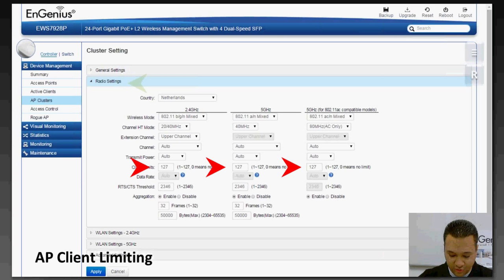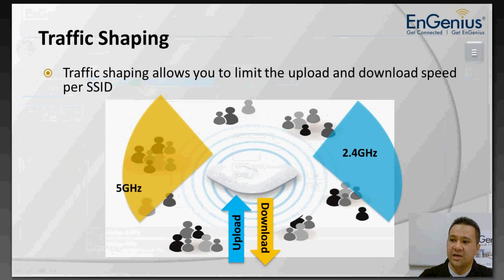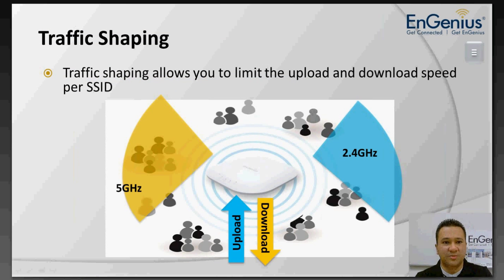Okay, then we go to traffic shaping. Traffic shaping allows you to limit the upload and download speed per SSID and the clients. In this way you can divide the load of the SSIDs to a more balanced level, so that not one SSID will be overloaded. If you limit it, it will give more stability to the different SSIDs.